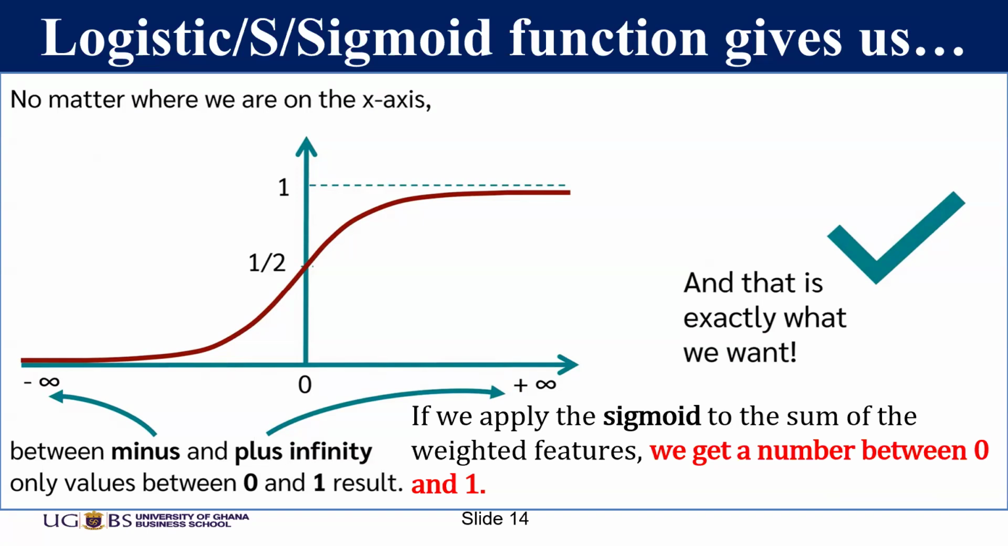Regression will not give us that function because regression goes from negative to positive infinity. What we need is a function, and the only function in the world that can help us in this regard is a sigmoid function.